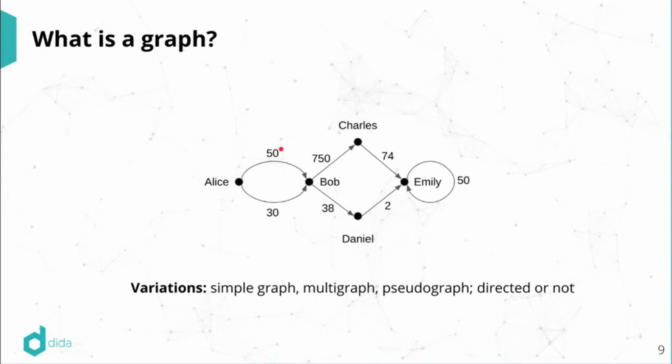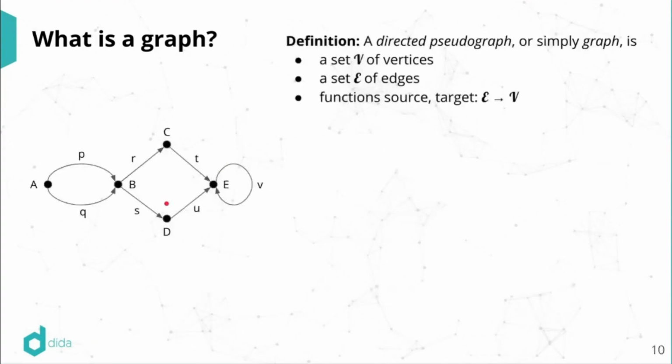There's many variations. If you pick up a random paper, something slightly different might be meant. So maybe double parallel edges like this one are not allowed, or maybe loops are not allowed, or maybe these edges can be considered not to be directed. Okay, but in our example here, that would be our notion of graph.